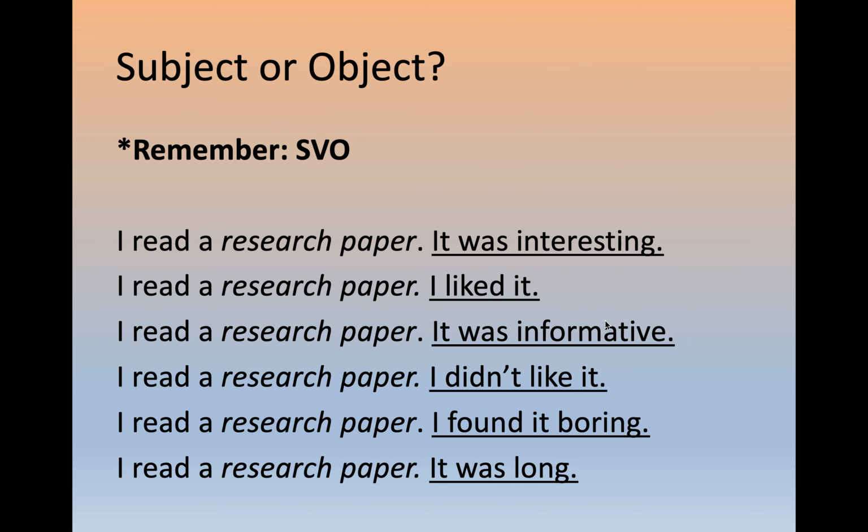Okay. Now, I read a research paper. It was interesting. It. Is it the subject or the object of this sentence? It was interesting is the subject of the sentence. How about the next one? I read a research paper. I liked it. Is it the subject or the object of this sentence? It is the object. It's in the object part of the SVO sentence. I liked it. How about the next sentence? I read a research paper. It was informative.